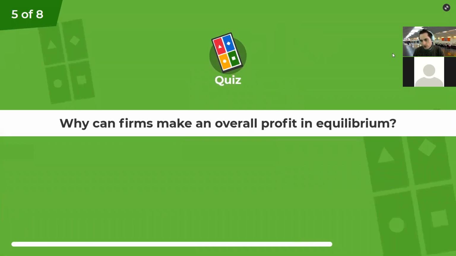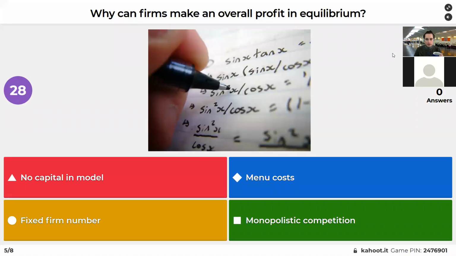Why can firms make an overall profit in equilibrium? Is it because we don't have any capital, because of menu costs, because we have a fixed number of firms, or monopolistic competition? Overall profit.